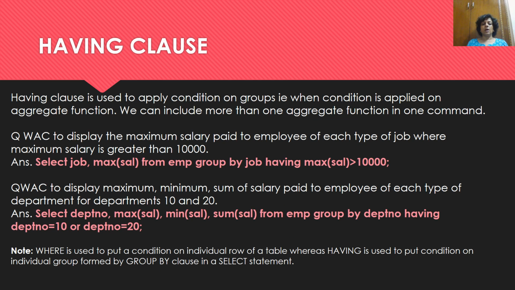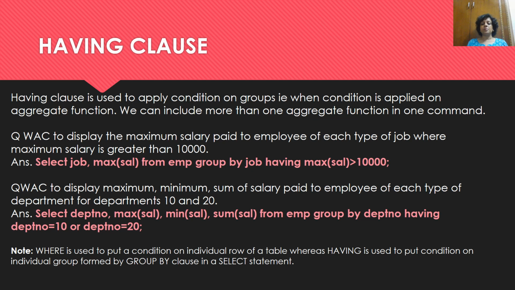HAVING clause. The HAVING clause is used to apply a condition on groups. That is, when a condition is applied on an aggregate function. We can include more than one aggregate function in one command. So, to display the maximum salary paid to employees of each type of job where maximum salary is greater than 10,000, the command would be: SELECT job, MAX(sal) FROM M GROUP BY job HAVING MAX(sal) > 10000.